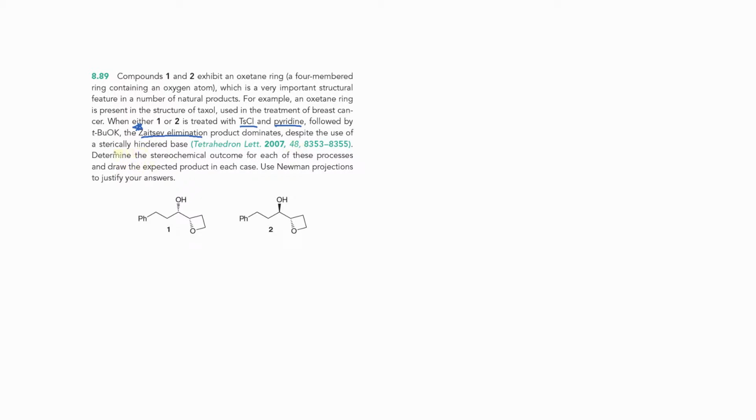And normally when you have a sterically hindered base, it favors the Hofmann product, but this is going to be the game changer here. Determine the stereochemical outcome. And then we have to draw the expected product, and a Newman projection is important for compound 2. Alright, I'm going to start with compound 1.